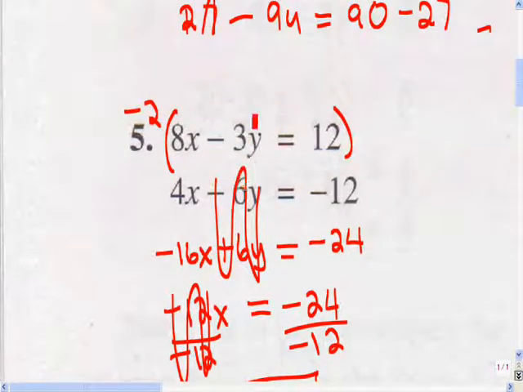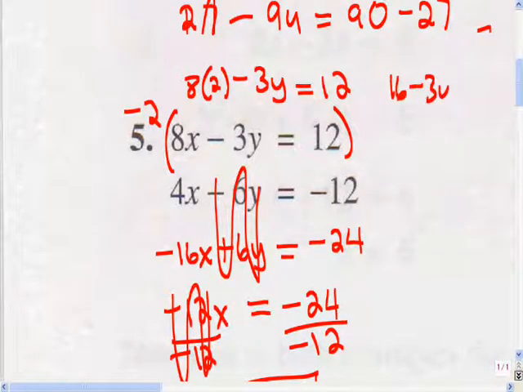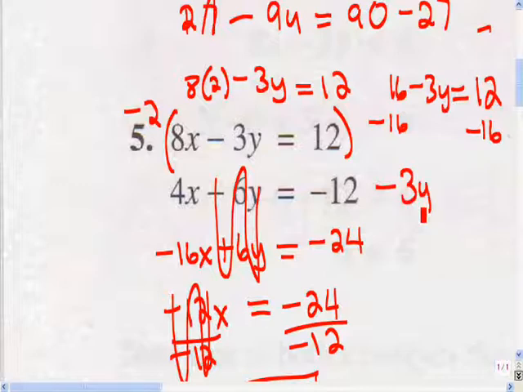Now I grab what x equals, which is 2, and plug it into either of these equations. It doesn't matter which one. I'm going to do the top one. So 8 times 2 minus 3y equals 12. And then 8 times 2 is 16, minus 3y equals 12. We'll subtract 16 from both sides. I get negative 3y equals 12 minus 16, which is a negative 4.